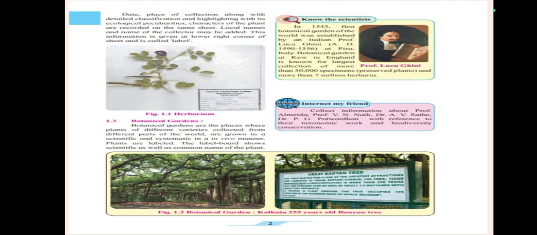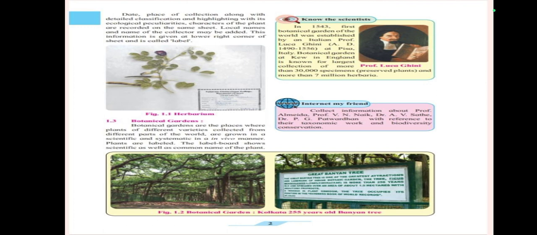Date, place, collection along with detailed classification and highlighting with its ecological peculiarities. Characters of the plant are recorded on the same sheet. Local name and name of the collector may be added. This information is given at the lower right corner of the sheet and is called a label.